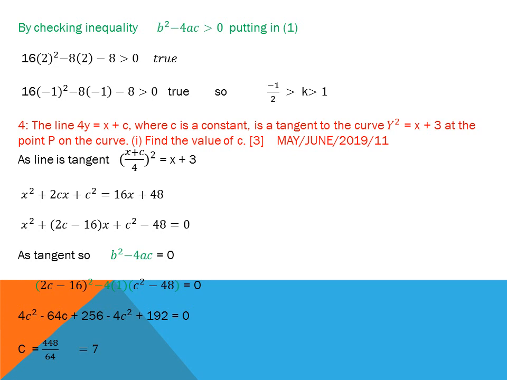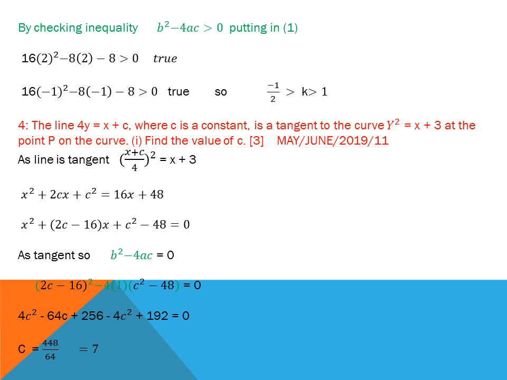Then I put the lesser value of minus 1 by 2, because minus 1 is less than minus 1 by 2. I check that 16 into minus 1 whole square minus 8 into minus 1 minus 8 is greater than 0, it is also true. It means the solution is k is greater than 1 and k is less than minus 1 over 2 here because I proved by checking method here.